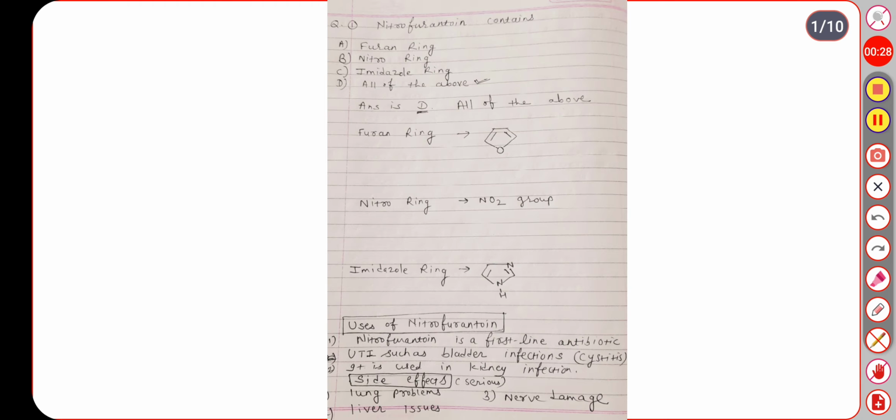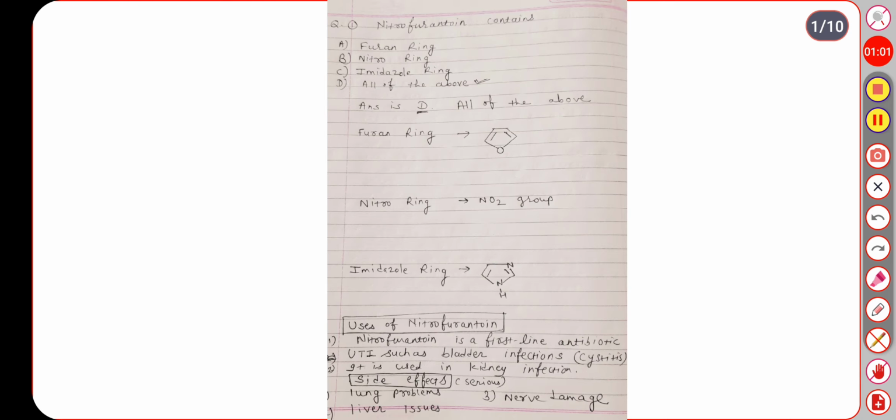That is, nitrofurantoin contains furan ring, nitro ring, nitro group, imidazole ring. Now the uses of nitrofurantoin are: nitrofurantoin is a first line antibiotic for UTI such as bladder infection, cystitis, and it is used in kidney infection. Now we will see the serious side effects of nitrofurantoin. It may cause lung problems, nerve damage, and liver issues.